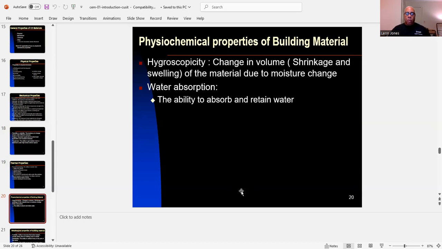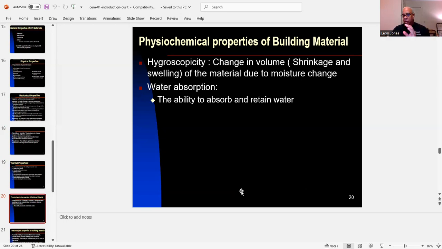Then we get into our physiochemical properties of building material. So you have your hygroscopicity, or hydroscopicity. It's basically shrinkage or swelling, or we call it a change in volume of the material due to moisture change. Then there's water absorption, the ability to absorb and retain water.